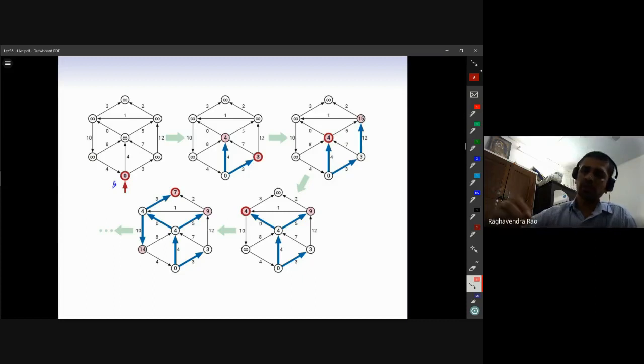So what are the shortest paths? The shortest path from this vertex to this vertex is this. This to this is this. This to this is this. This to this is this. This to this is in fact this, not this. I mean, there is no edge. And this to this is this. This is how Dijkstra works.